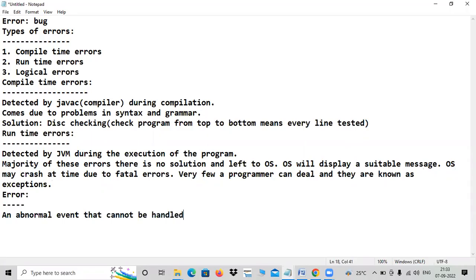There are a lot of theories before going into programs. An error is an abnormal event that cannot be handled by a programmer. Okay, that is about error. You cannot deal with it. Nothing to say about that.